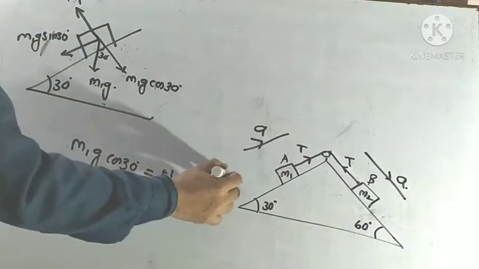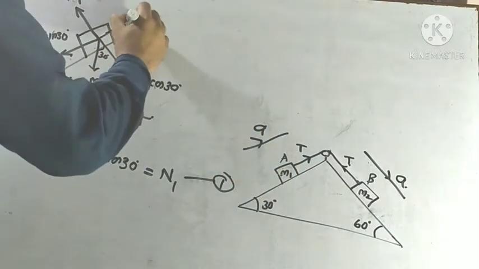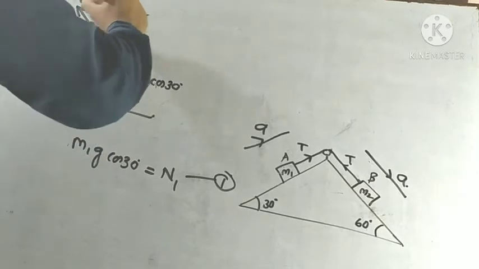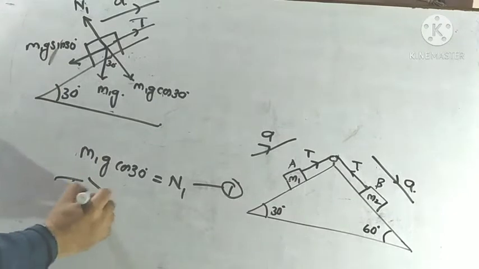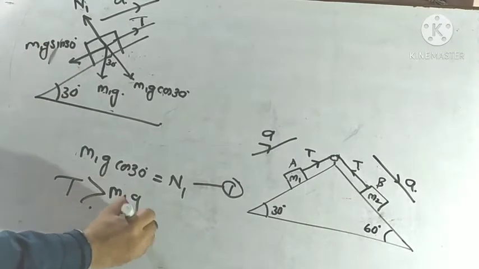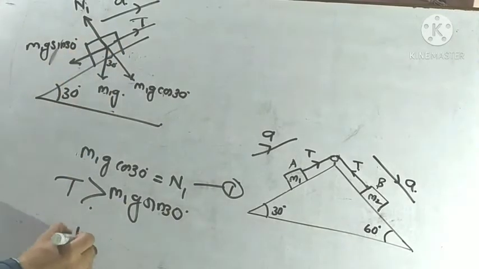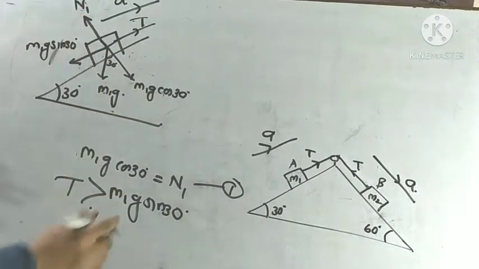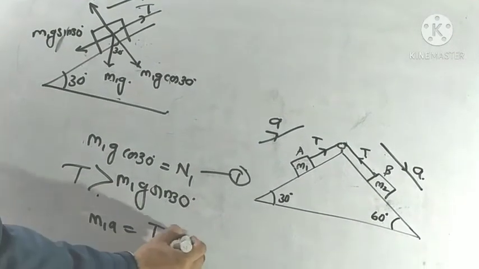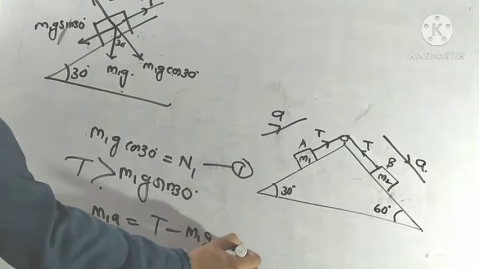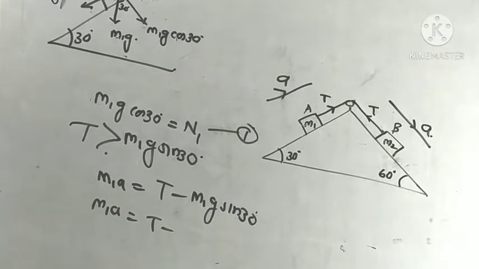We give it equation number 1 here. And the tension T in the string: this body moves upward, so tension T is greater than m1g sin 30 degrees. So what will be the net force on this body? m1a is equal to T minus m1g sin 30 degrees. And we put the value of m1 here.